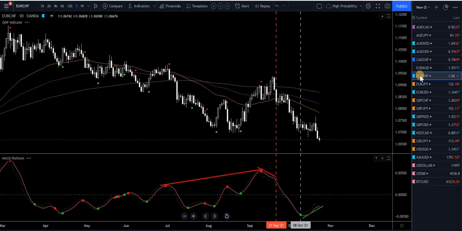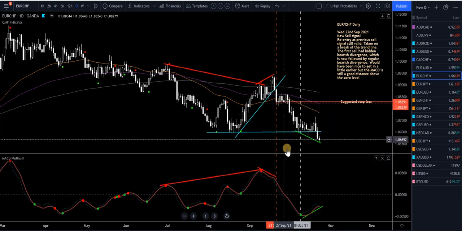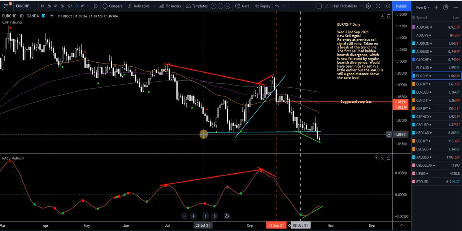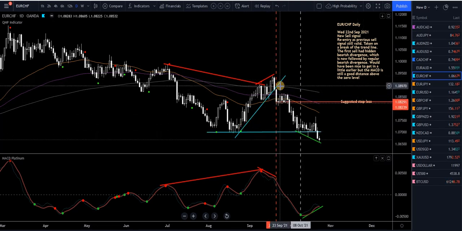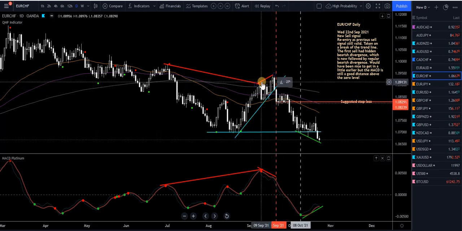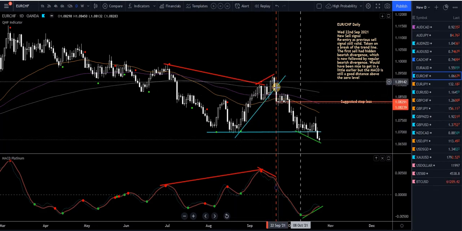Euro Swiss. Sell back here, and it's just broke this previous low here, and you can see the sell was based on a trend line break. There's the sell signals in there. You can just see it, the red dot in there. I think I showed this in last week's video. Got stopped out, drew this trend line. The sell signal remained valid. Took the sell here on this break.